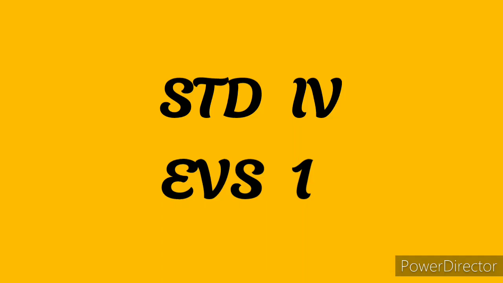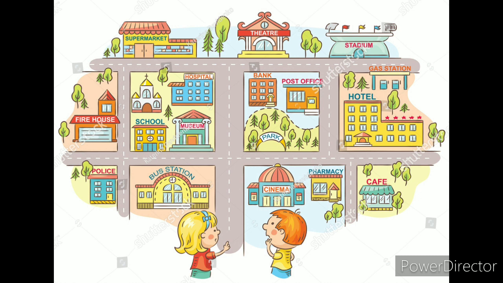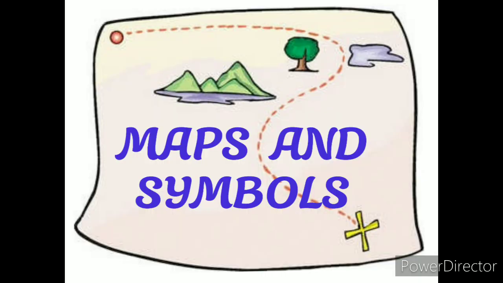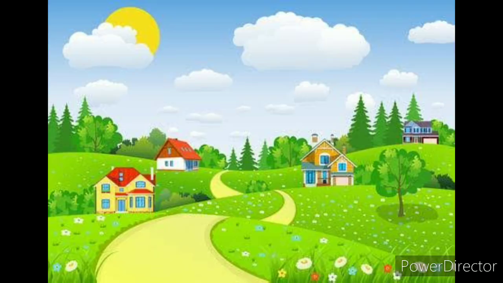Standard 4 EVS 1. Children, we have learned about directions and maps in the previous lesson. Today, we will learn how to read the special symbols used for making a map in the lesson Maps and Symbols. In our surroundings, there are different things which are natural and few things which are made by man. So, first, we shall see what are natural things.